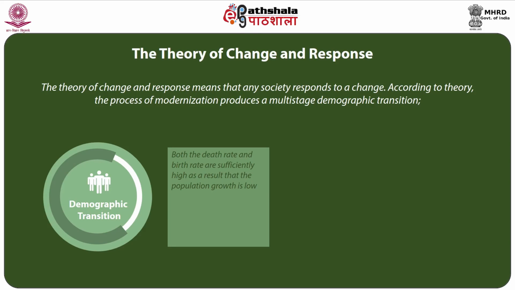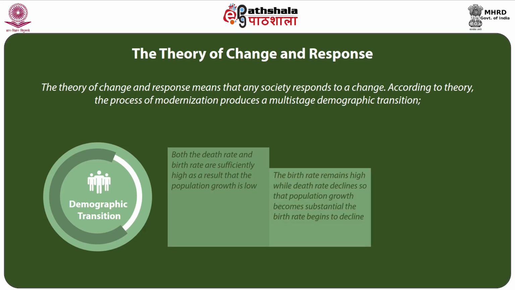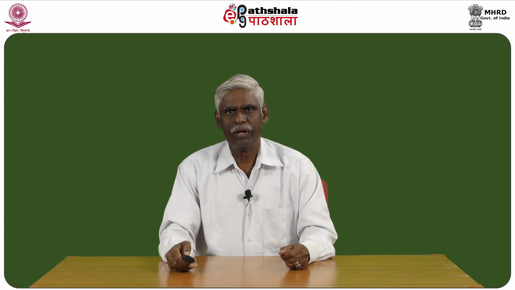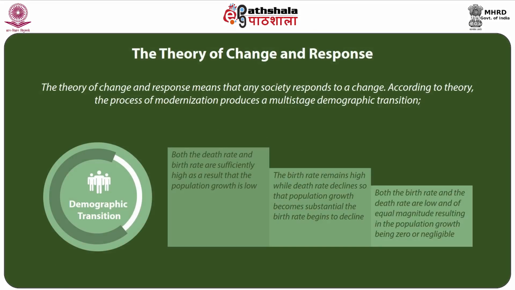In the first stage, both the death rate and birth rate are sufficiently high, as a result of which population growth is low. This is followed by a stage where the birth rate remains high while the death rate declines, so that population growth becomes substantial. The birth rate begins to decline even as the death rate continues to fall, and population growth begins to stabilize. Finally, both the birth rate and the death rate are low and of equal magnitude, resulting in population growth that is zero or negligible.